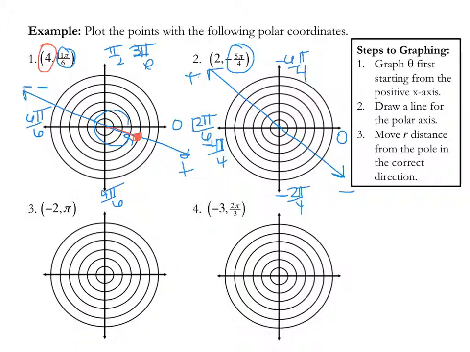This one then, we're going to stay on that polar axis. We have to move in the positive direction too, so that's 2 circles out. So it's going to be right here. That's where the point's going to go. So you're just trying to find the location of the point.